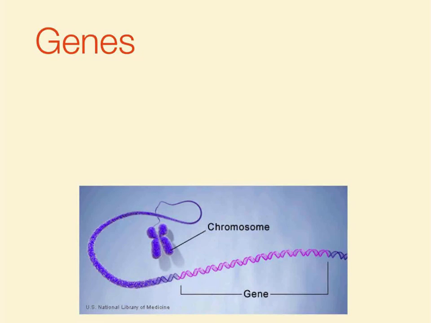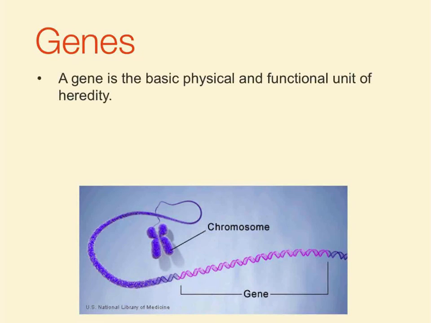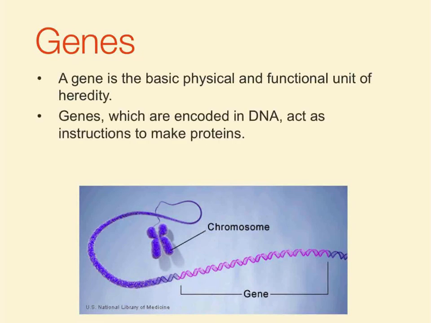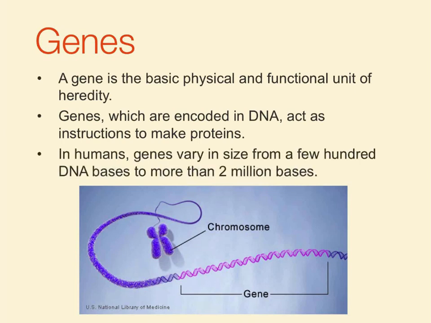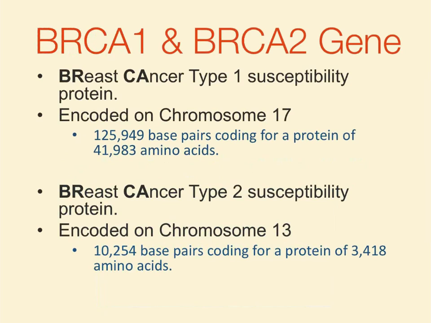So let's look at genes for just a moment. A gene is the physical and functional unit of heredity, and they're encoded in DNA. As we said, the main coding mechanism is to encode amino acids, the building blocks of proteins. So really what genes are about is containing the information of how to create proteins. In humans, genes can vary in size from just a few hundred DNA bases or nucleotides to more than 2 million. Just as a really quick example, here are 2 genes.